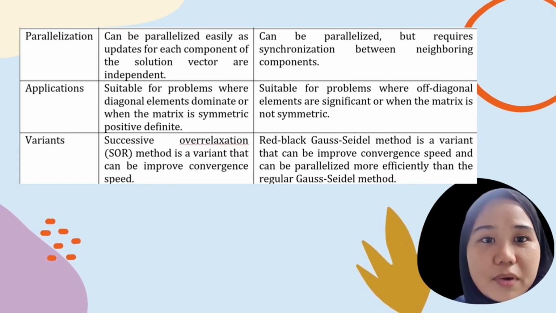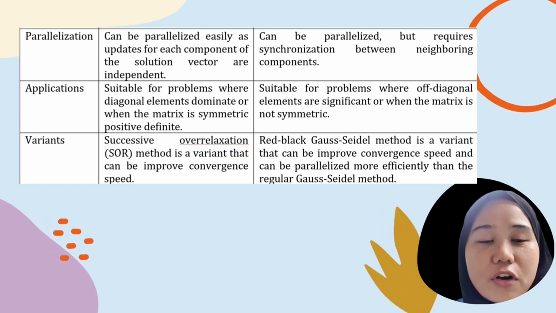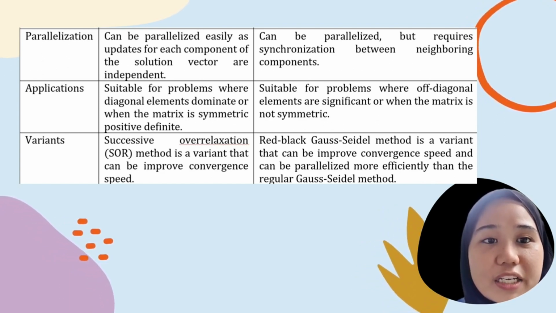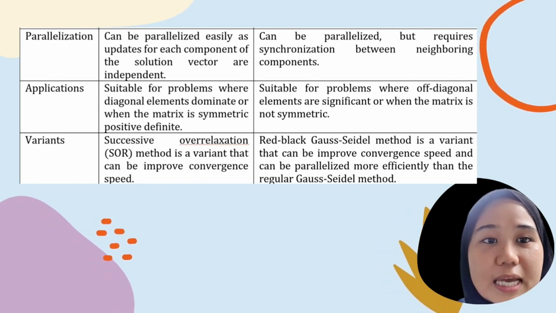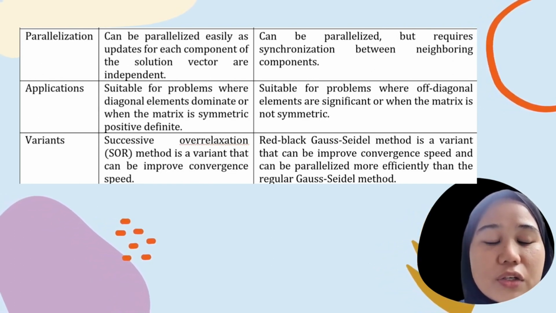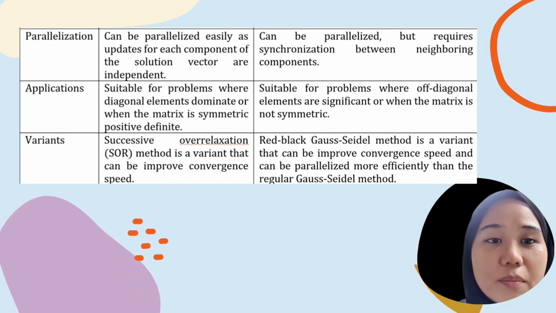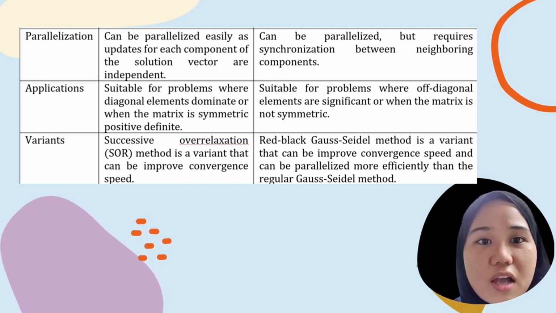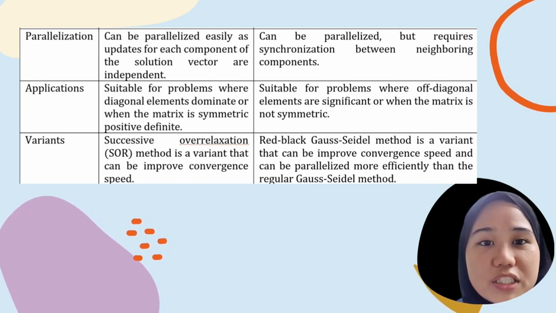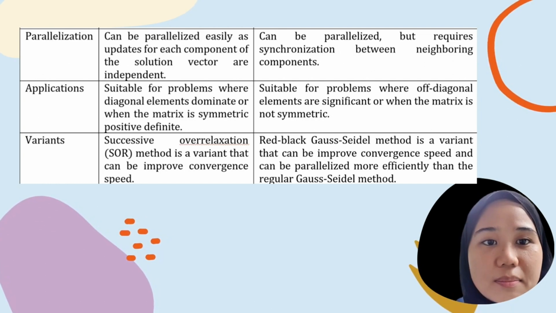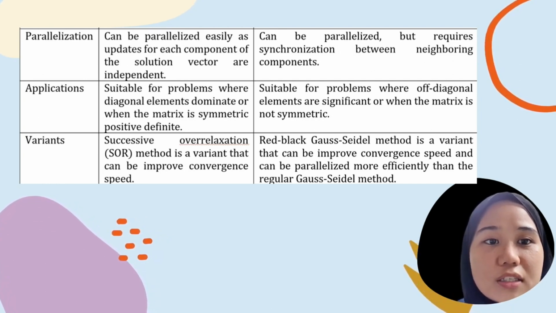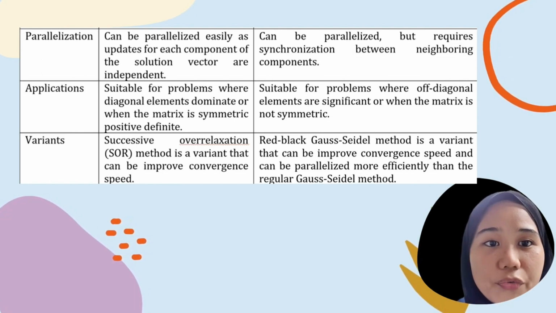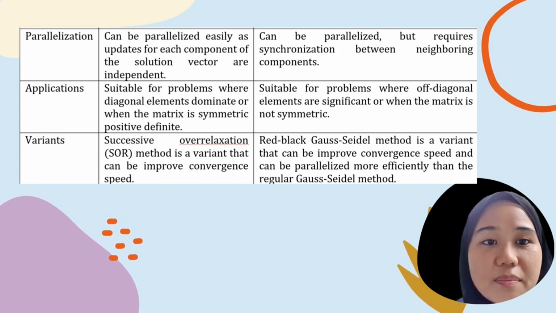The Jacobi method can be parallelized easily as updates of each component of the solution vector are independent. The Gauss-Seidel method can be parallelized but requires synchronization between neighboring components. The eighth comparison is the variant. For the Jacobi method, the successive over-relaxation (SOR) method is a variant that can improve convergence speed. For the Gauss-Seidel method, the red-black Gauss-Seidel method is a variant that can improve convergence speed and can be parallelized more efficiently than the regular Gauss-Seidel method.